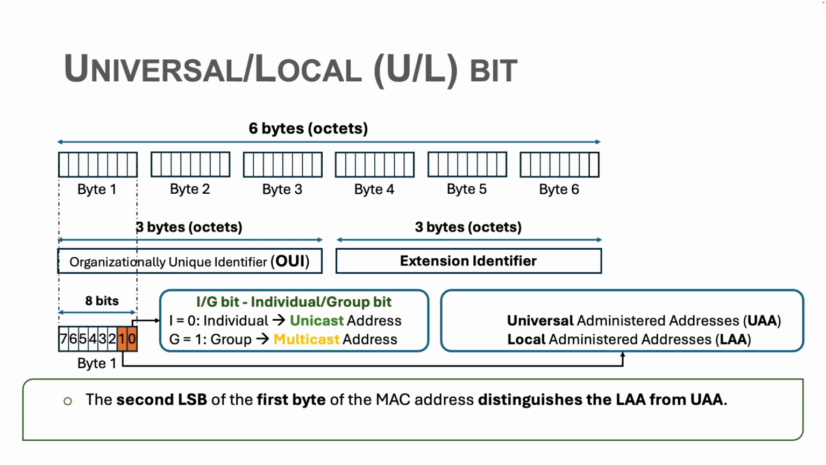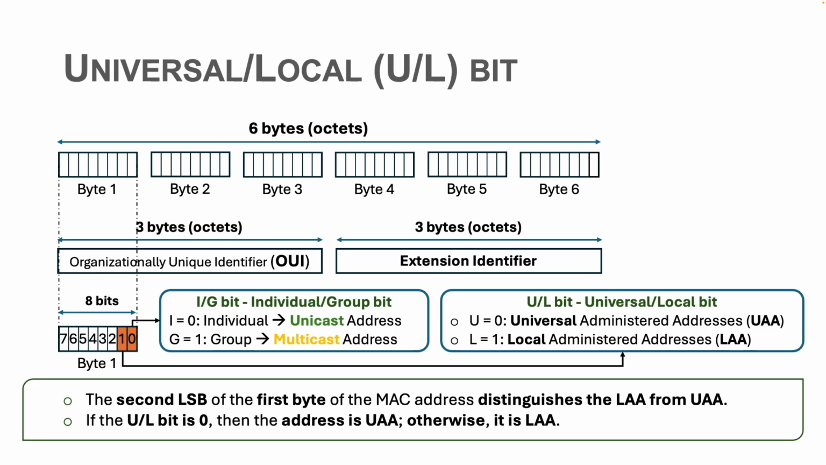Now, the second least significant bit of the first byte of a MAC address distinguishes locally from universally administered addresses. Indeed, this bit is referred to as the universal local bit, or UL bit, and it indicates how the MAC address is administered. More specifically, if the UL bit is equal to 0, then the address is universally administered, otherwise it is locally administered.